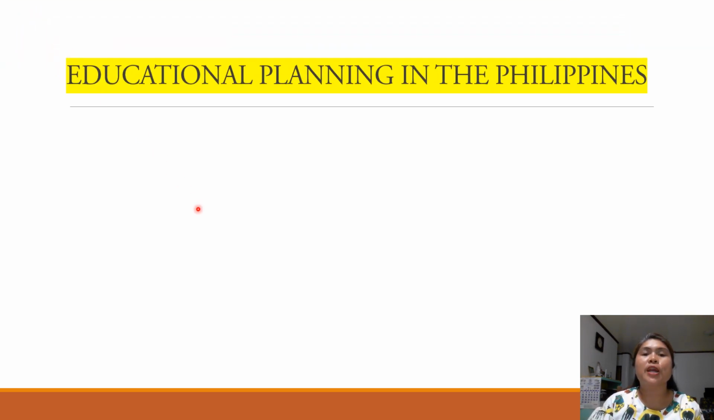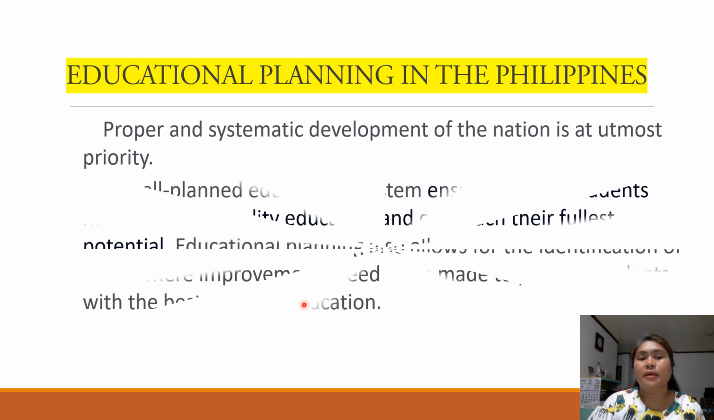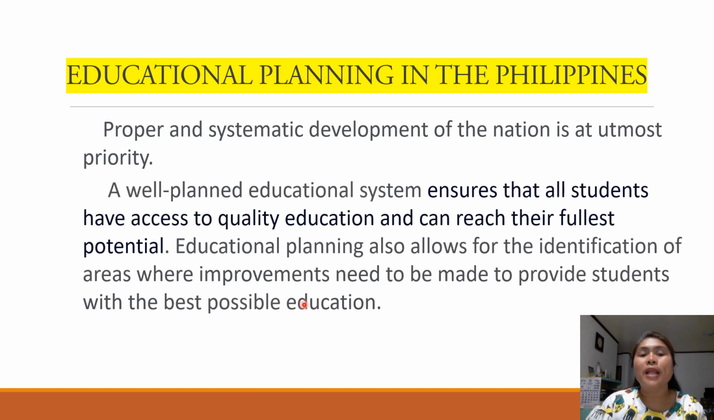So we have here the educational planning in the Philippines. Proper and systematic development of the nation is of utmost priority. Then, a well-planned educational system ensures that all students have access to quality education and can reach their fullest potential. Educational planning also allows for the identification of areas where improvements need to be made to provide students with the best possible education.